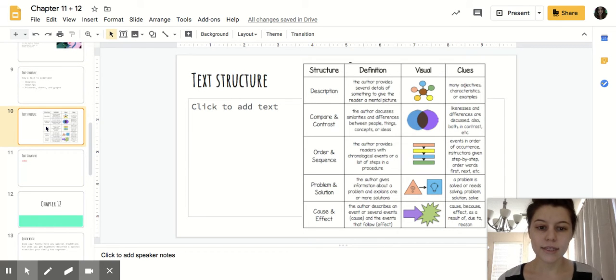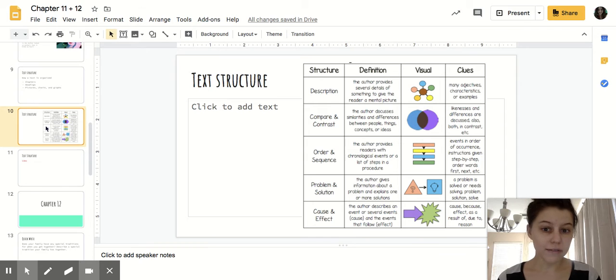Here I included some of the thinking maps that you may have seen or recognized from other grade levels too. Text structures that we've studied include description, compare and contrast, order and sequence, problem and solution, cause and effect, and you might know some other ones too. But I think the visuals on this slide are really helpful in jogging our memories. Oh yeah, I know problem solution. Oh yeah, I know compare and contrast. These are different ways that authors choose to structure or build what they're writing about.